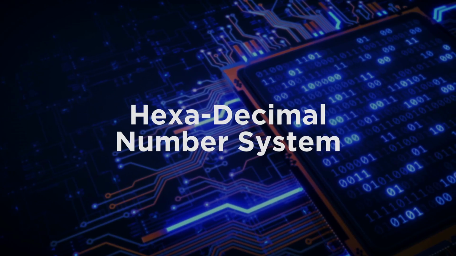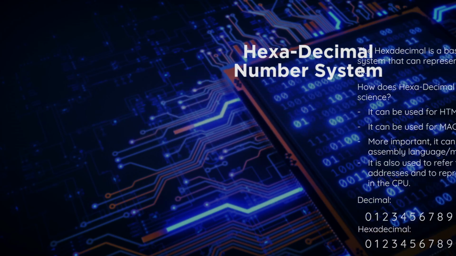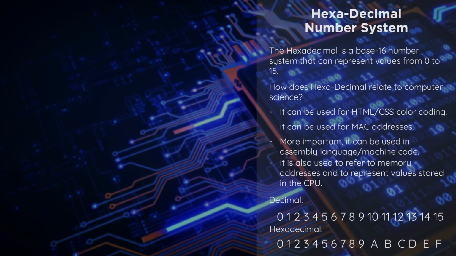Moving on, we will be taking a look at the hexadecimal number system. Now, what is hexadecimal number system? The hexadecimal number system is a base 16 number system that represents value from 0 to 15.